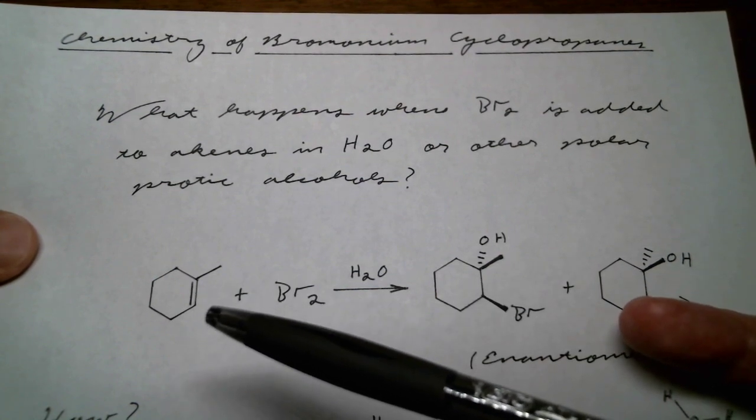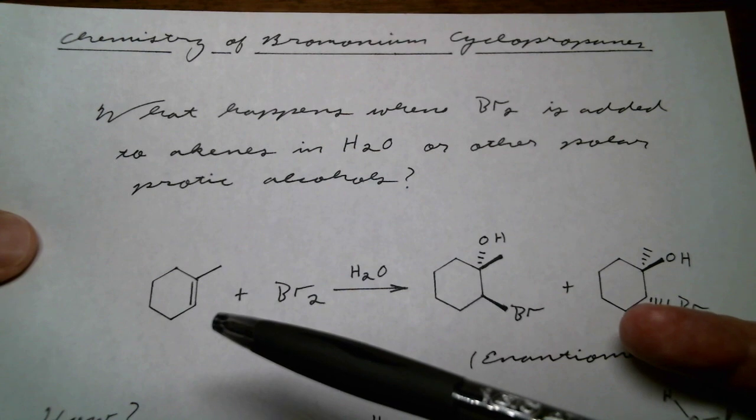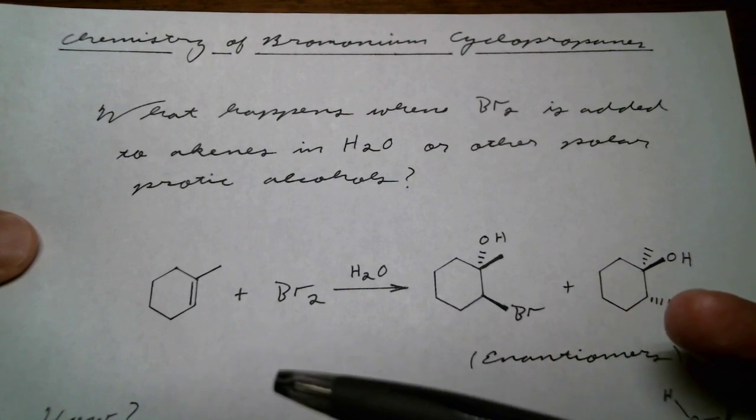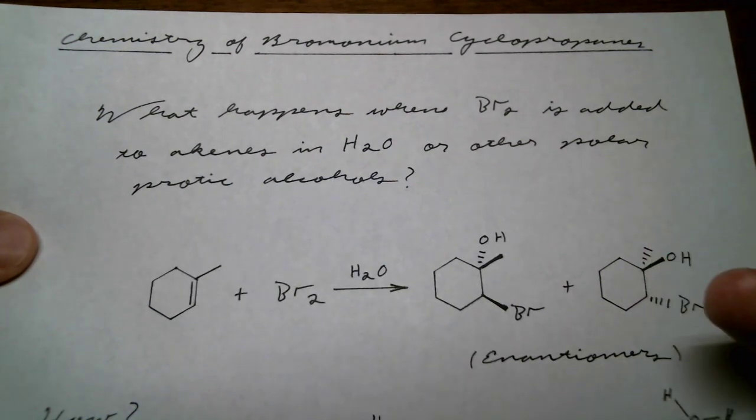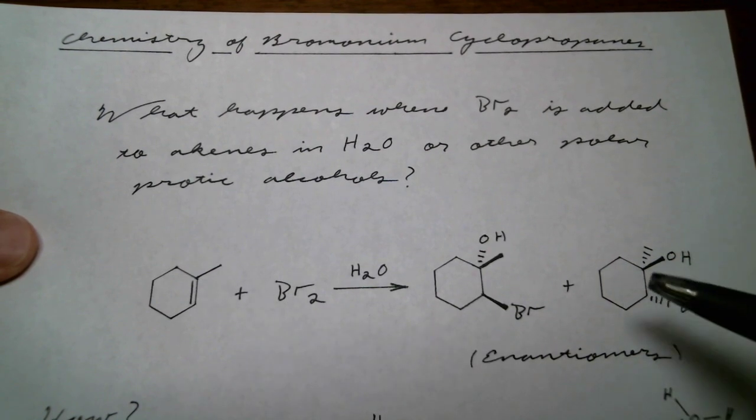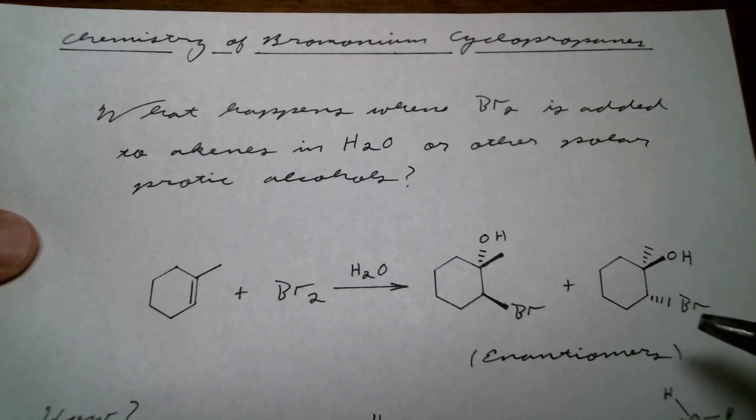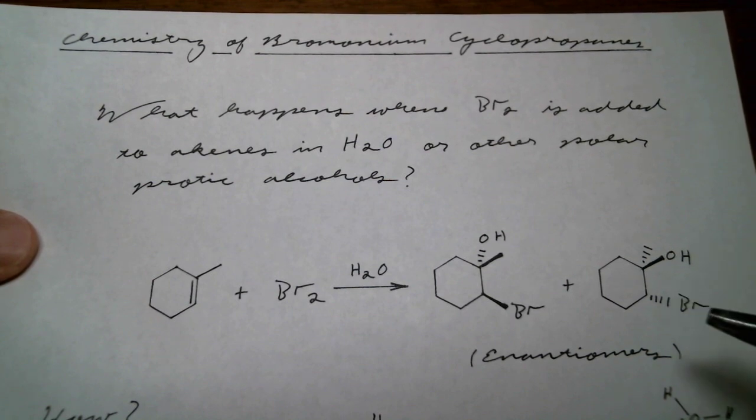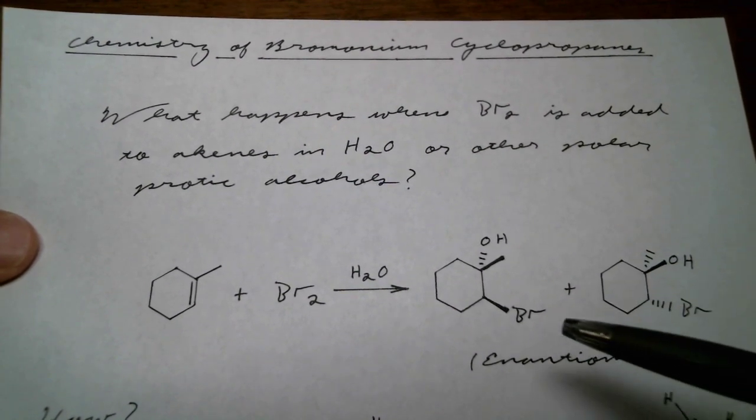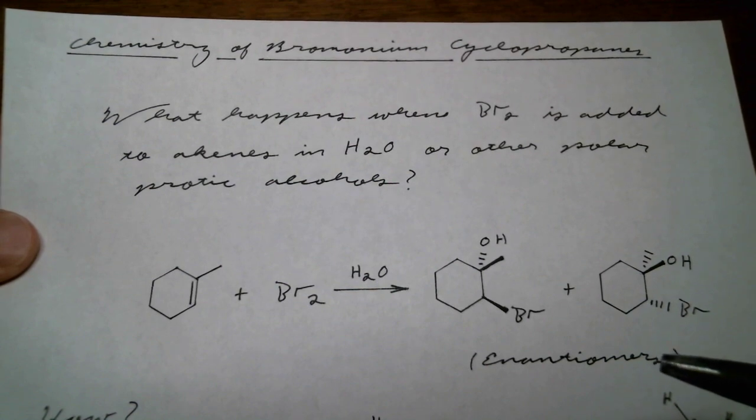Alternatively, we could have formed our cyclopropylbromonium cation from the back face of this alkene, and then water will come into our more sterically hindered tertiary carbon and open that up. And again, we have a trans relative orientation of our hydroxyl group and bromine. These are related as non-superimposable mirror images, so they are enantiomers. We would expect a one-to-one distribution of them.